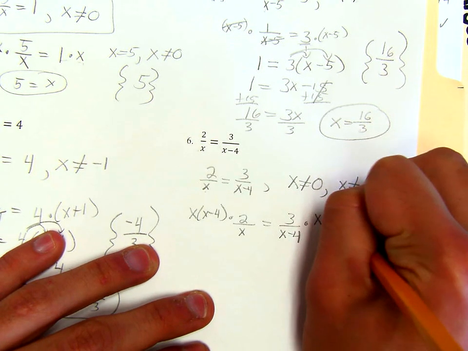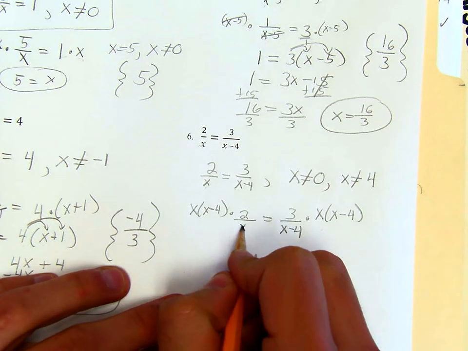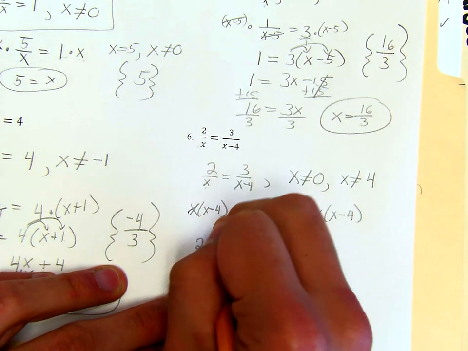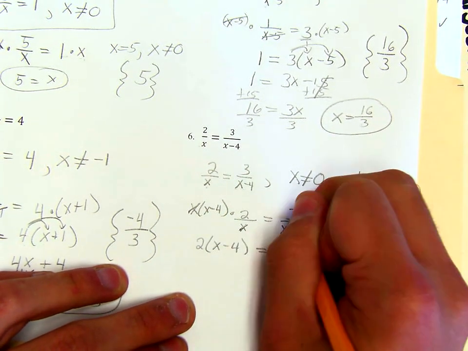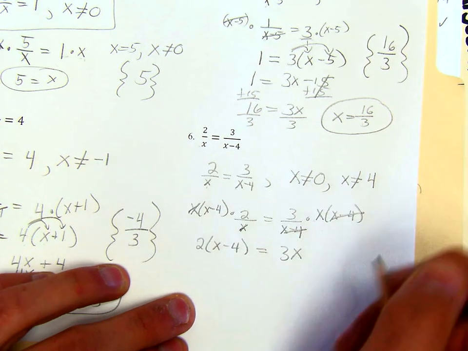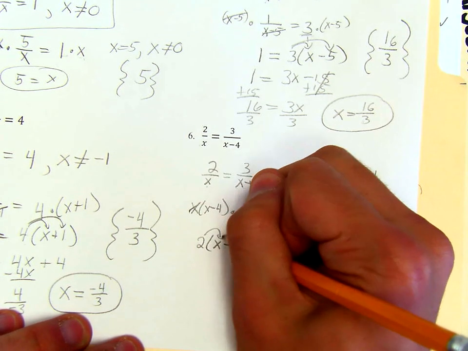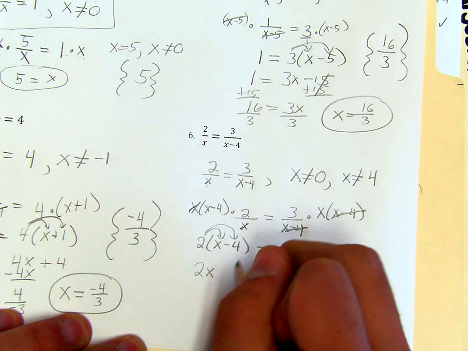So now what we're going to do is we can have x will cancel with x. So we're going to have 2 times x minus 4 is equal to, this x minus 4 will cancel with that. We'll have 3 times x, or 3x. Then if we look at this, we're going to have to distribute the 2. So distribute this 2 to both terms. 2 times x is going to be 2x. 2 times negative 4 is a negative 8 is equal to 3x.